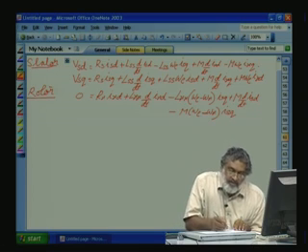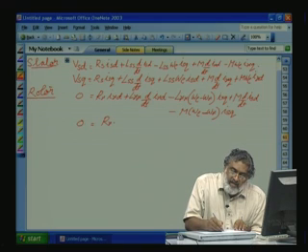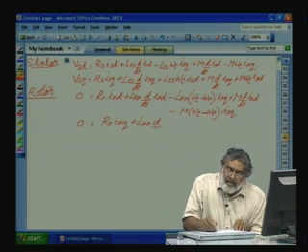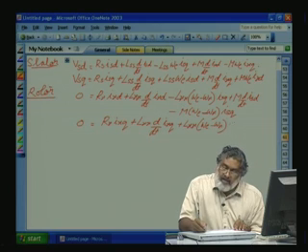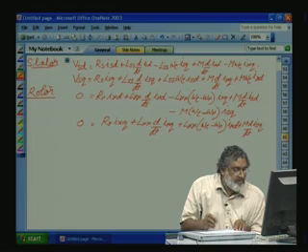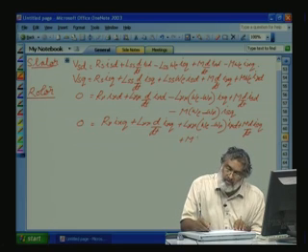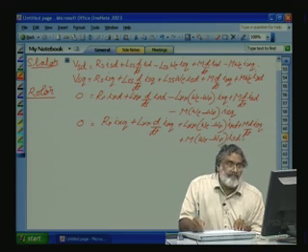Now let us take the rotor Q axis. 0 is equal to RR IRQ plus LRR d by dt IRQ plus LRR into (omega rho minus omega r) into IRD plus M into d by dt ISQ plus M into (omega rho minus omega r) into ISD. Okay.